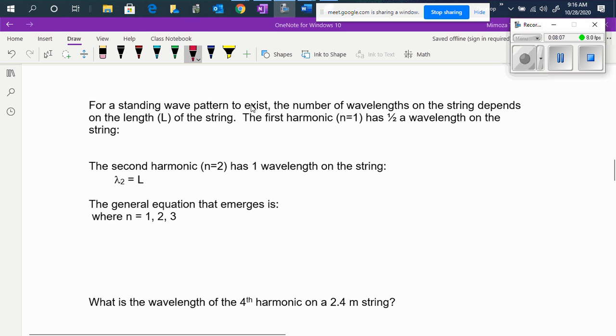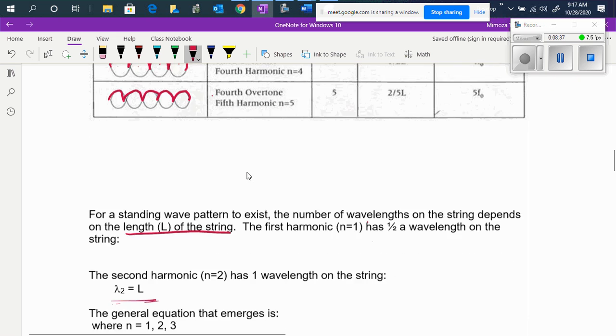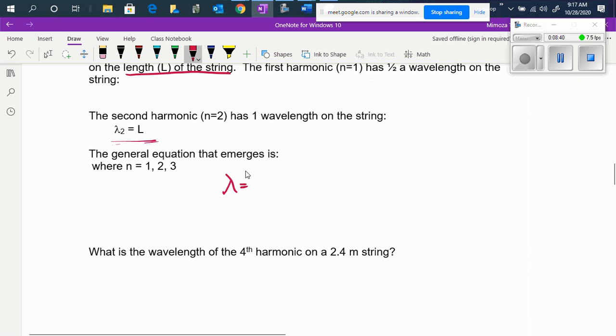For standing wave patterns that exist, the number of wavelengths on the string depends on the length L of the string. For the first harmonic, we have half of the wavelength. For the second harmonic, it has to be 2, and so on. The general equation is, as we said even before, lambda is equal to 2L over n, where n is equal to 1, 2, and 3.